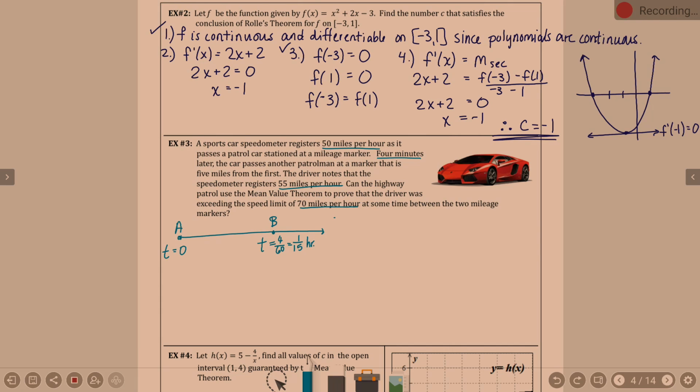Now, what does t represent here? I'm just trying to get some basic information down here. Hours. t is your time in hours after the car passes, right? So I'm going to say t is time in hours after passing the first patrol car. First patrol car in the problem, A in my picture, right?